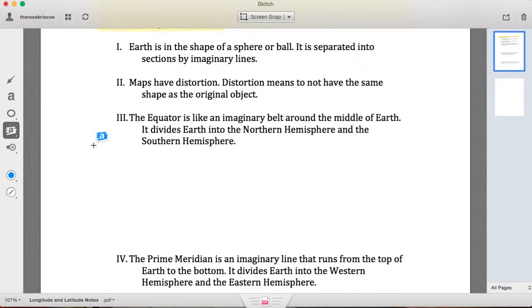Maps have distortion. Distortion means to not have the same shape as the original object. So if you're looking at a map, it's flat, it's not round like the Earth, and it has a little bit of distortion. That means it's not going to look exactly the way the Earth would if you were looking at it from outer space. A globe has less distortion because a globe is round, so it's the same shape as Earth when you look at it from space, but it's not necessarily the same size.